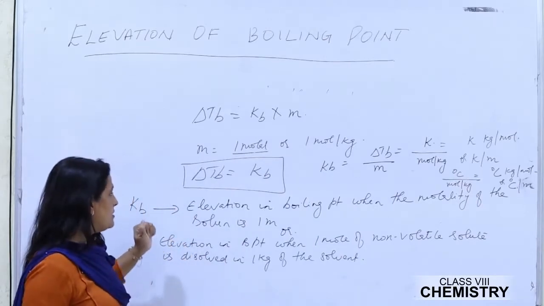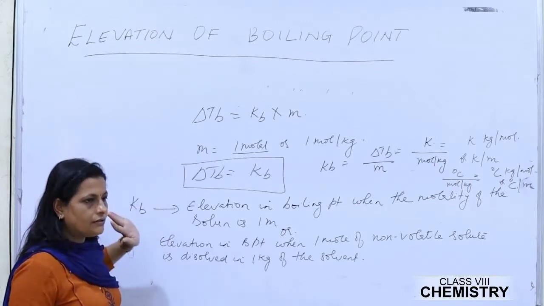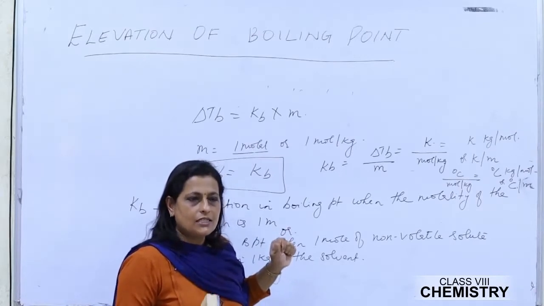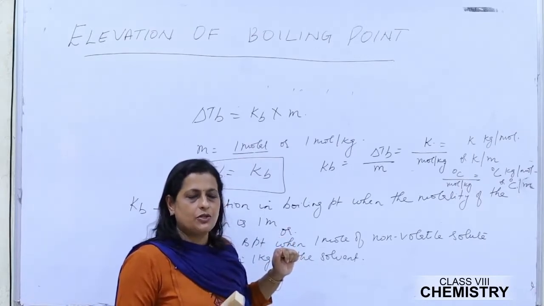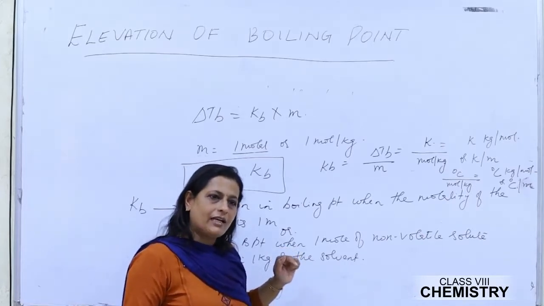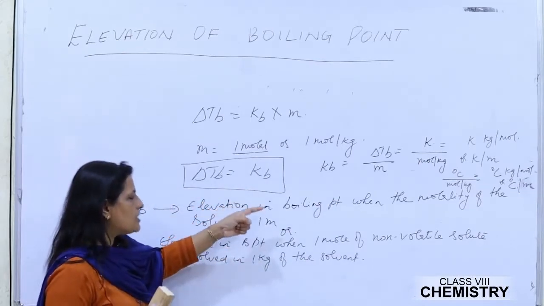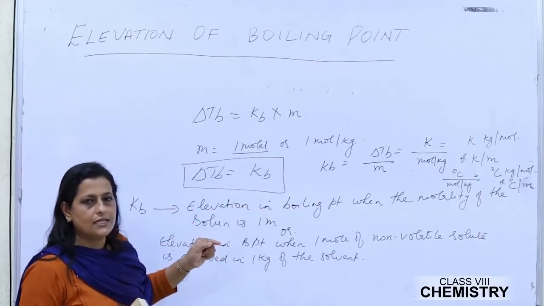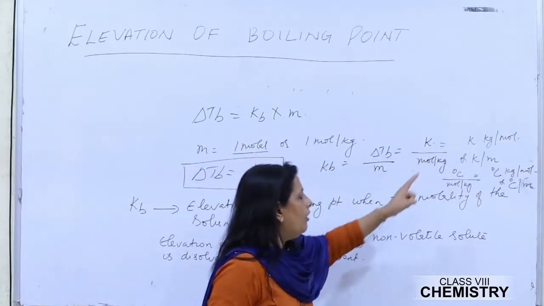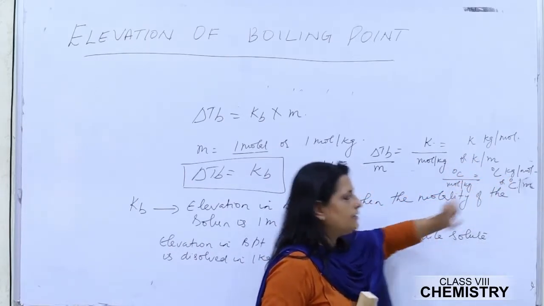Elevation in boiling point, then molal elevation constant. Elevation in boiling point is the difference in boiling point of solution and solvent. That is, when we add a non-volatile solute to a pure solvent, its boiling point increases. Why is the boiling point increasing? Because the vapor pressure is decreasing. Then Kb is the elevation in boiling point when the molality of the solution is 1 molal, and its unit is Kelvin kg per mole, or Kelvin per molal, or degree C kg per mole, or degree C per molal.